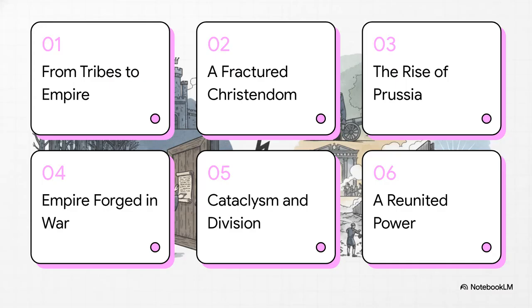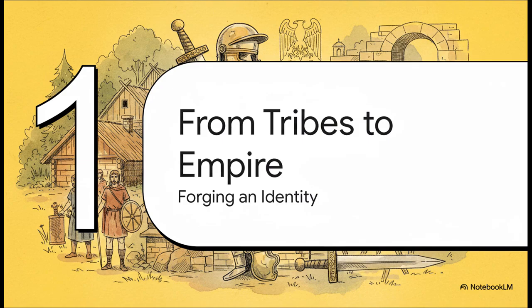Okay, so here's our roadmap. We'll look at how a German identity was first created, how it got shattered by religious war, how a tough new power called Prussia rose from the ashes, how an empire was literally built by force, its absolutely catastrophic 20th century, and its final rebirth as European leader. Let's get into it. The story of Germany doesn't start with a country or a king.